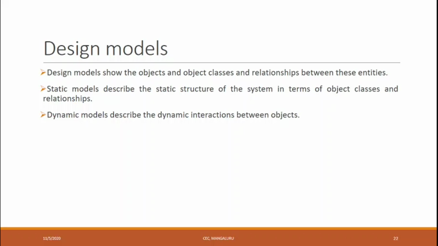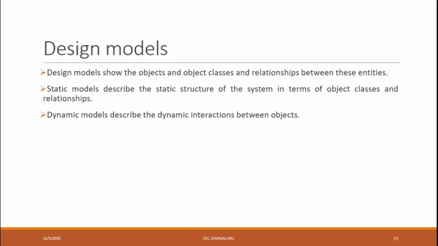Now we come to the design models. A design model shows the objects and object classes. A class consists of three fields in rectangular boxes: the class name, and the attributes and the methods. So design models show object classes, objects, and the relationships between these entities.